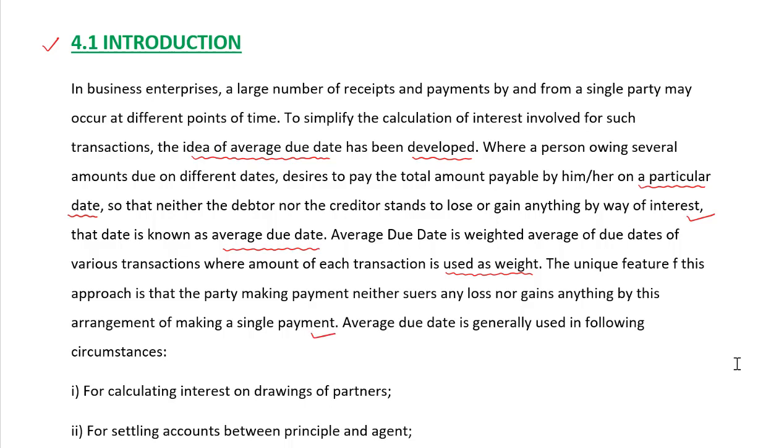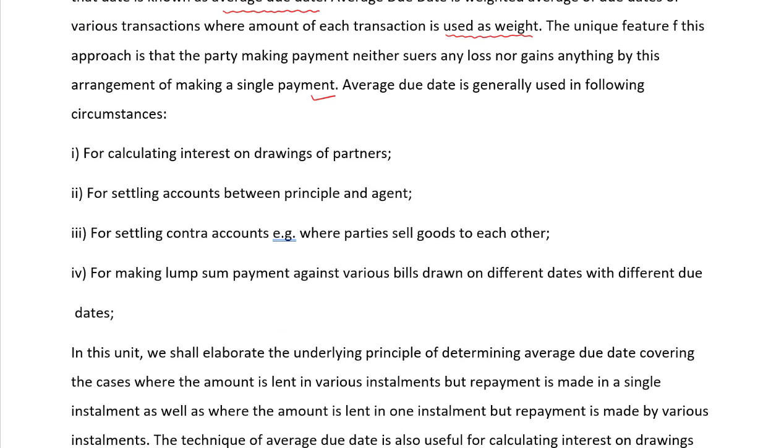Average due date is generally used in the following circumstances: for calculating interest on drawing of partners, for settlement of account between the principal and the agent, for settling contra accounts, for example where parties sell goods to each other, for making lump sum payment against various bills drawn on different dates with different due dates.